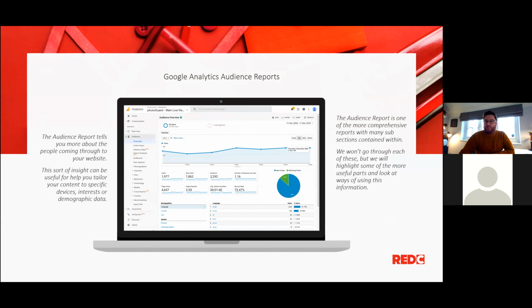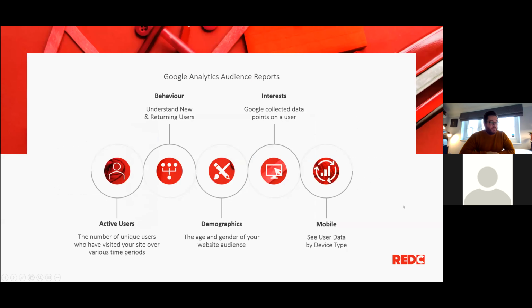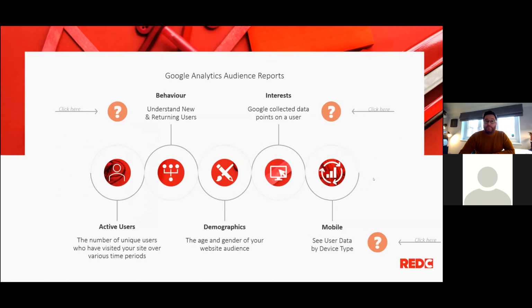This is probably one of the reports with the most options in it, and we're not going to go through all of them. I'm going to go through some of the key ones that we tend to look at and the ones we always recommend to our clients as well. A couple of things here you can look at: active users, demographics, mobile, so that's user data by device type, behavior, new and returning, and then interests. We're going to look at behavior, interests, and mobile data.